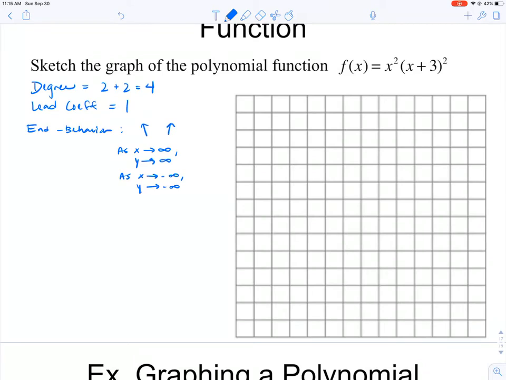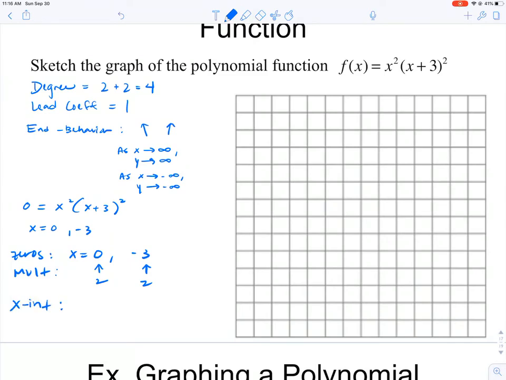Okay, so now let's go ahead and try to find the x-intercepts. So we set f of x equal to 0 and solve for the roots of this equation, and we get x equals 0 and -3. So those correspond to our zeros. And let's also state the multiplicity of each zero. So the multiplicity of 0 is 2, and the multiplicity of -3 is also 2.